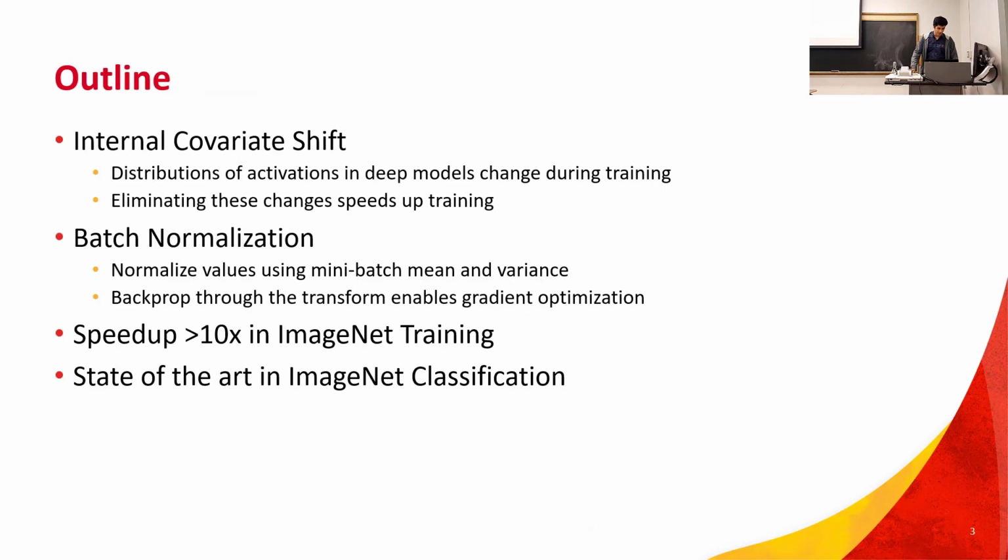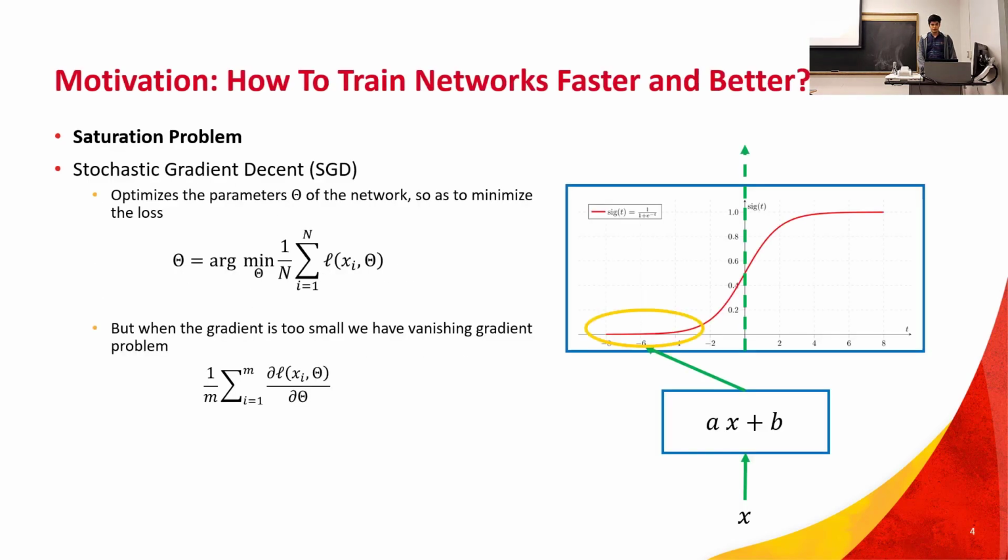Anyways, thank you. Outline. I'm going to talk about internal covariate shift, batch normalization, and the speed up that is happening in ImageNet training, and state of the art in ImageNet classification. First, let's talk about the motivation of this paper. The motivation is obvious: how to train networks faster and better.